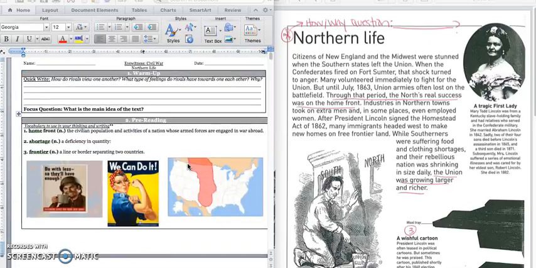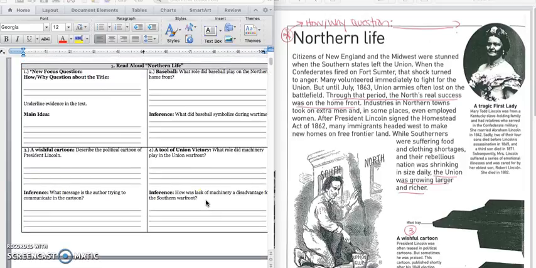And if you go back in your vocabulary, this is the section where many immigrants began to move into that frontier land. Keep going.